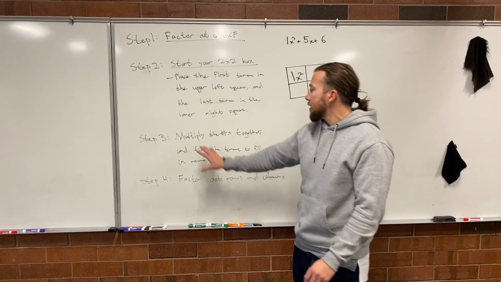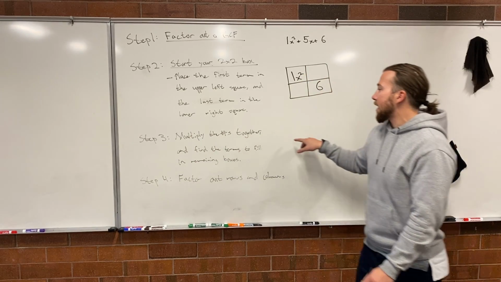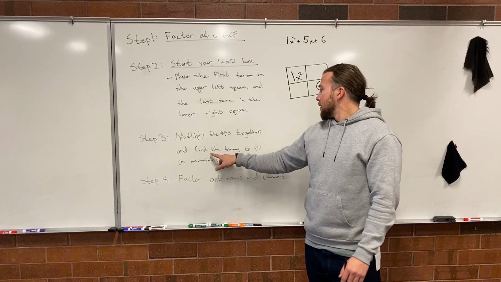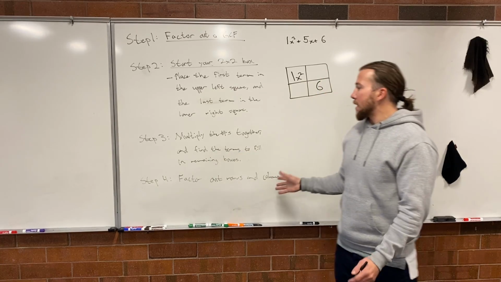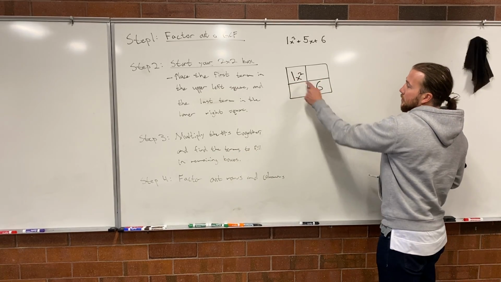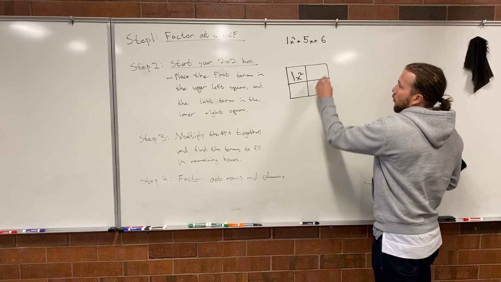Then step 3 is we're going to multiply the numbers together and find the terms to fill in the remaining boxes. So we're multiplying these numbers, 1 and 6, and we're going to put that up here.